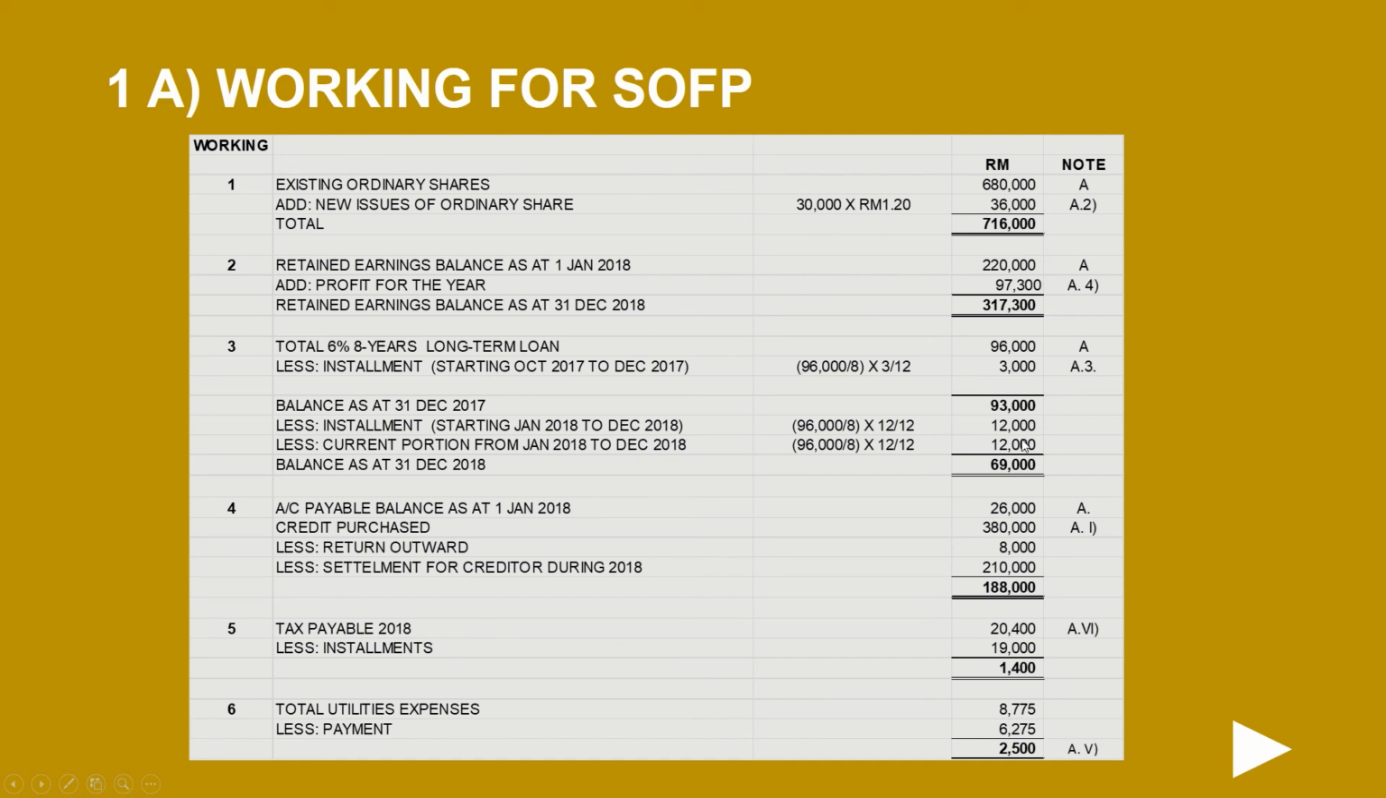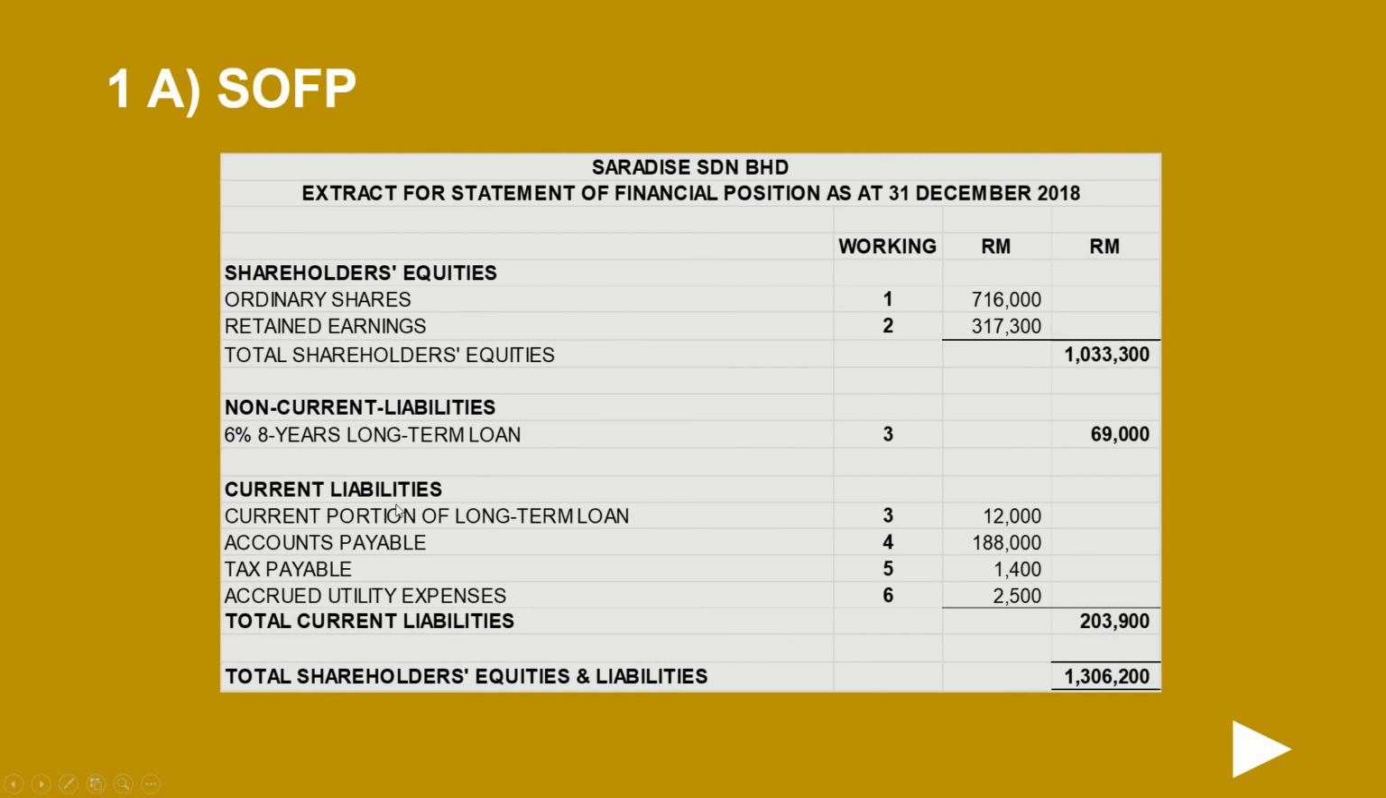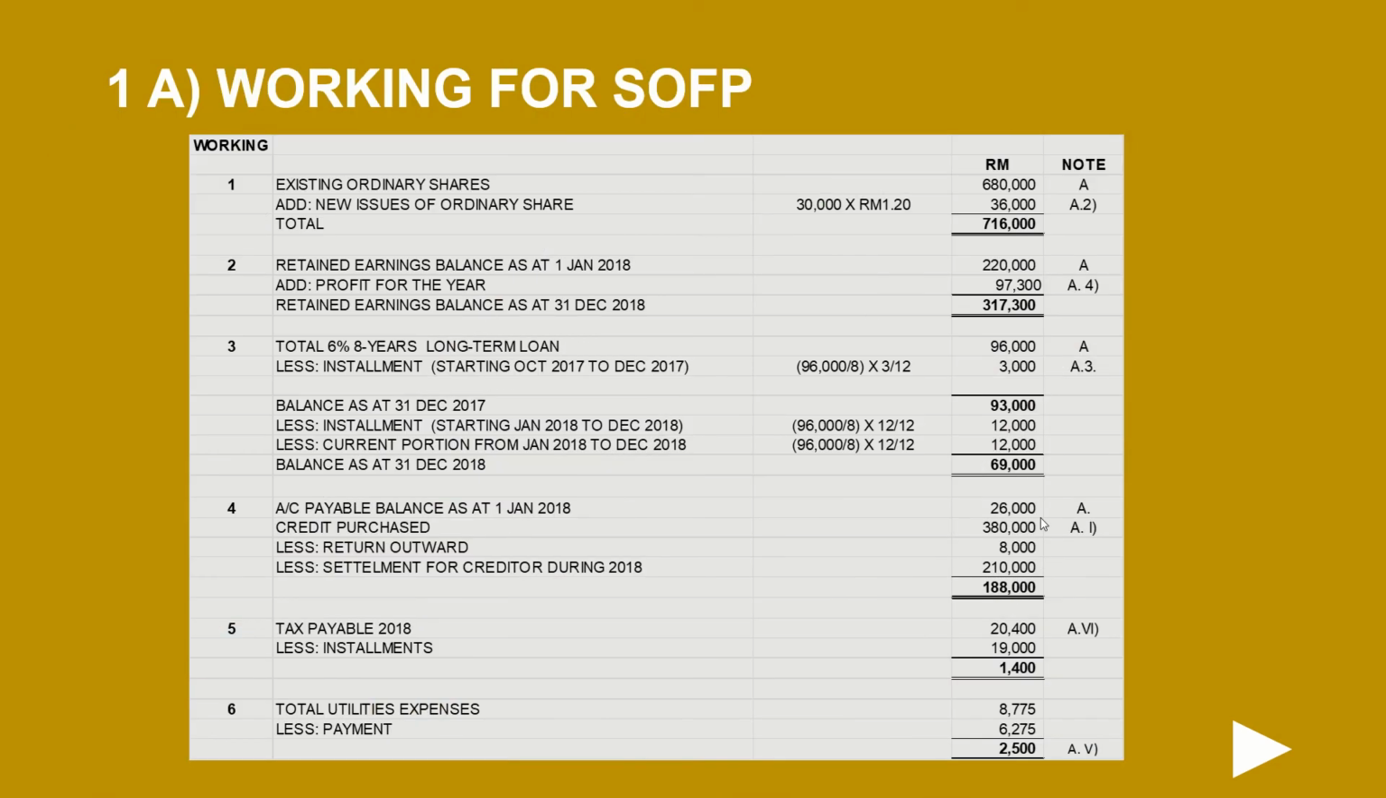And this current portion needs to be disclosed under current liability. Okay, that amount of current portion needs to be disclosed in the current liability section. Okay, amounted to 12,000. And then the balance of long-term loan as at 31st December 2018 was 93,000 minus installment 12,000 minus current portion 12,000 equal to 69,000.